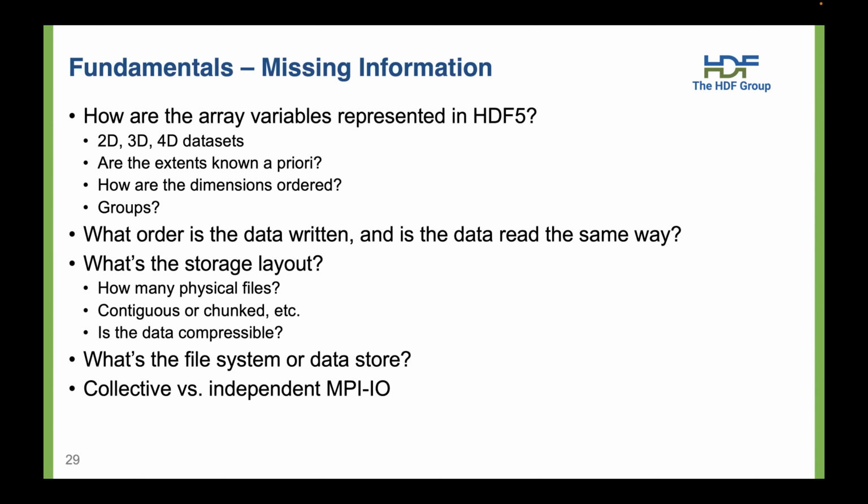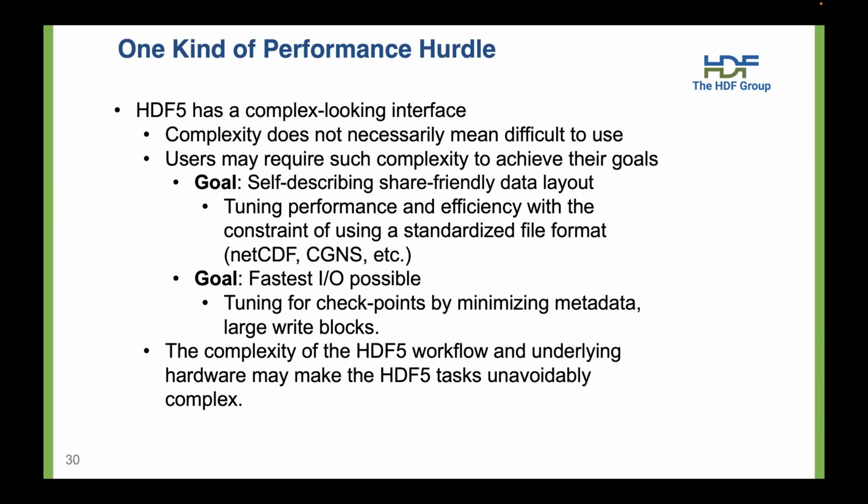So what you have to consider, though, is how you should write that data. Should it be 2D, 3D, 4D data sets? Do you know the extents ahead of time? How do you want to order those dimensions? And how do you want to arrange it in groups? You also want to consider how the data is written itself and how you're going to read it. Are you going to read the data in the same manner? You want to look at the storage layouts. For example, how many physical files do you want? Are you going to use contiguous or chunked? Do you plan to use compression? What's the underlying file system and how is it going to affect the performance? And then finally, whether you should use collective or independent I/O.